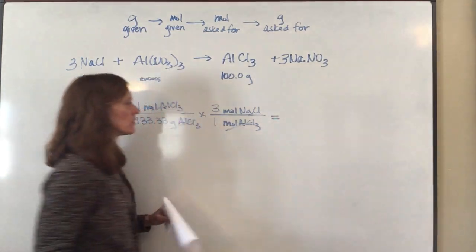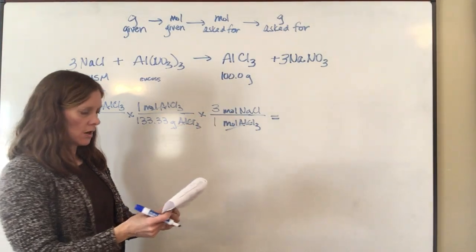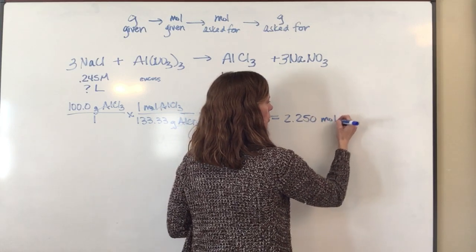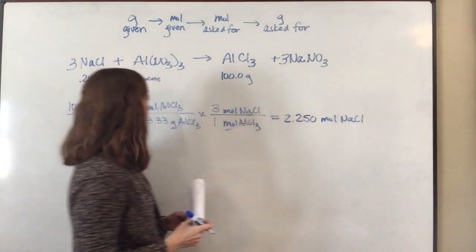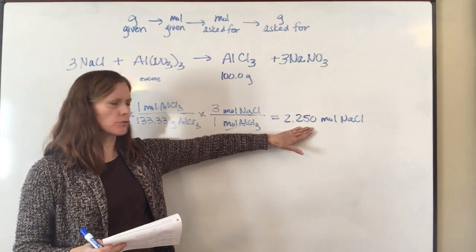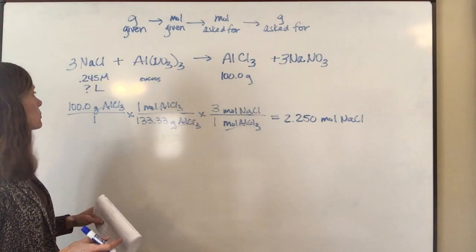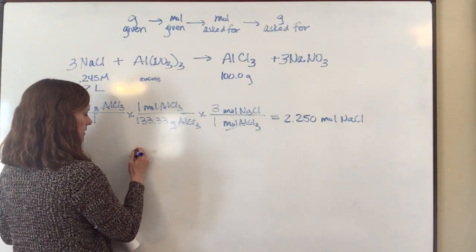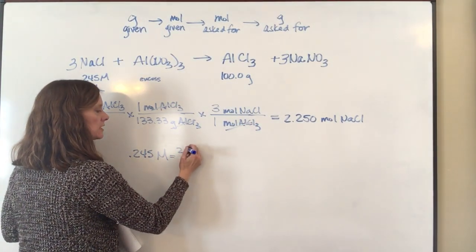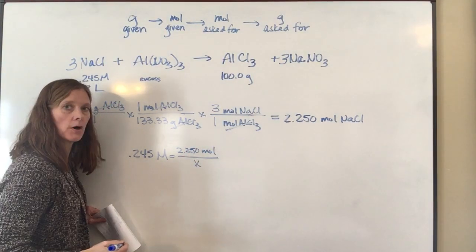So if I go ahead and calculate this, 100 divided by 133.33 times 3 will give me 2.250 moles of NaCl, because I had 4 significant figures here. Okay, so I've got 2.250 moles here. Now I can use my molarity equation to calculate how much volume of that I'm going to need. So molarity is 0.245 molar solution. I know how many moles I have, and I'm trying to find the volume.